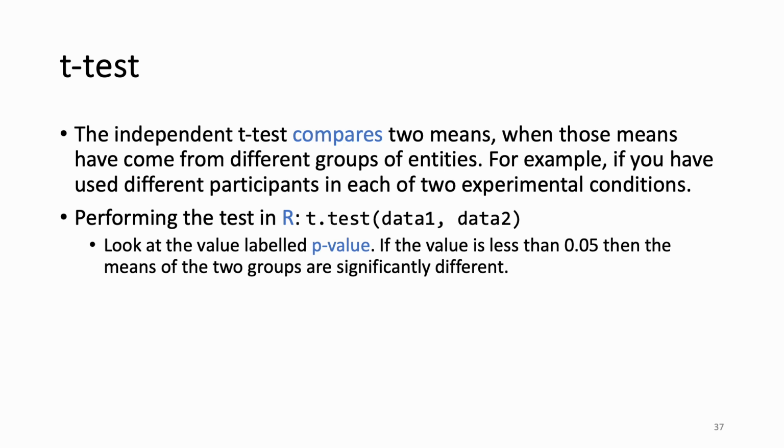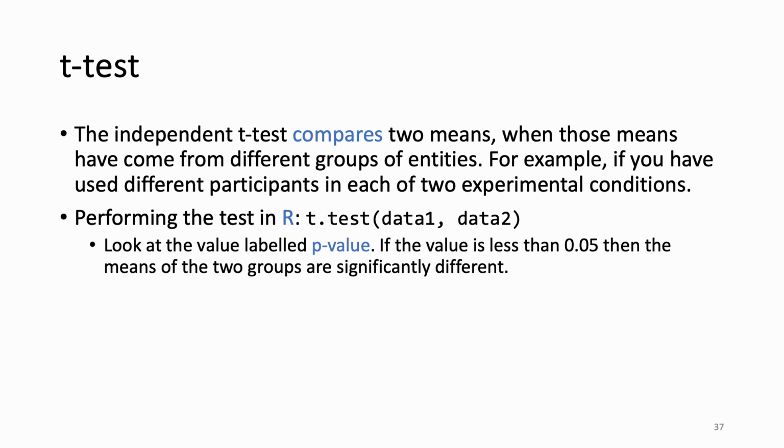Okay, so we have seen the assumptions for conducting the independent t-test. We have seen how to check for the normal distribution. We also have seen how to check for the homogeneity of the variances. So now, if we have all the assumptions satisfied, we can conduct the independent t-test. This test compares two means when these means belong to two different groups of entities.